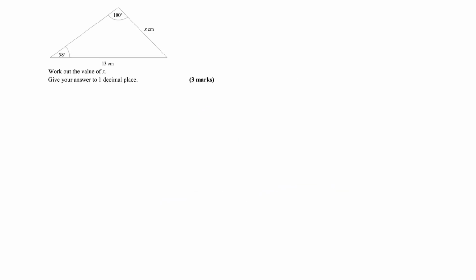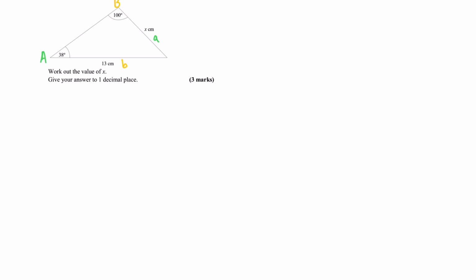So here's a question that you could possibly get, and I'm going to show you how you can answer this. So we're trying to find out this length x centimeters. And as you can see, we have two angles and one side, and we're looking for another side. So this is the kind of question you want to be using the sine rule on, when you have two angles and one side and you're looking for another side, or if you have two sides and one angle and you're looking for another angle. So this is a very useful method for questions like this.